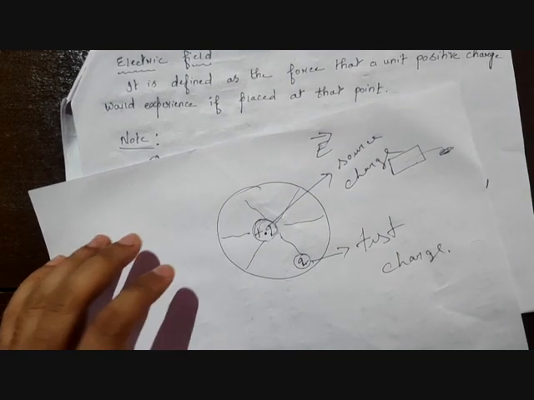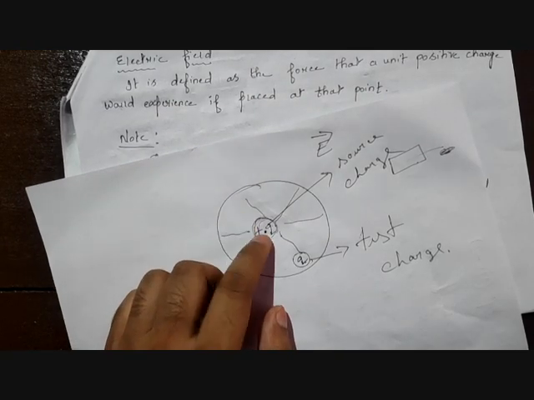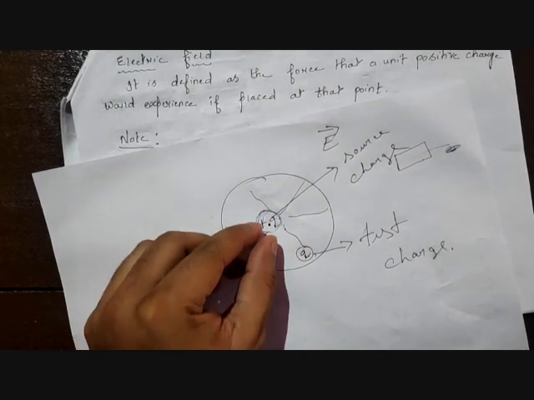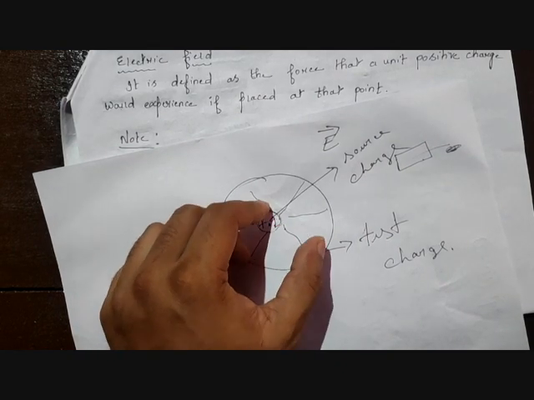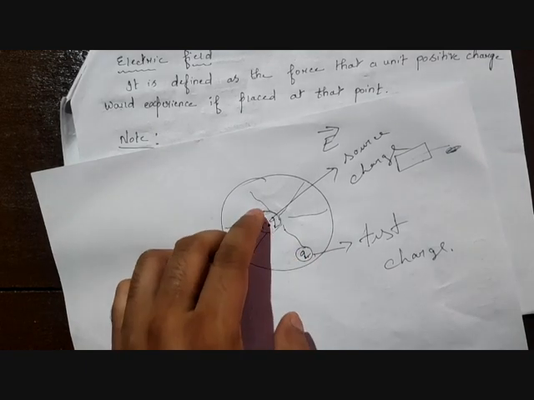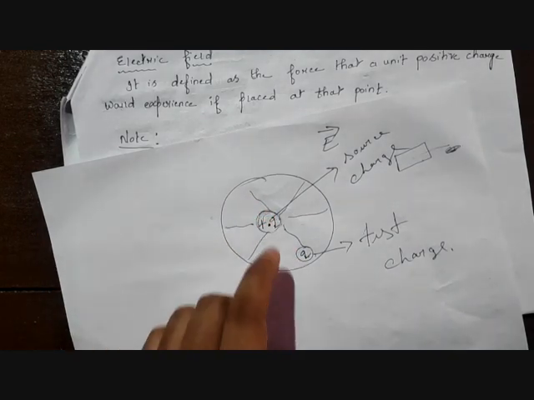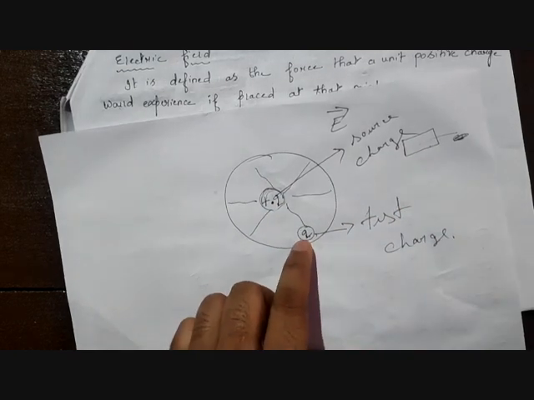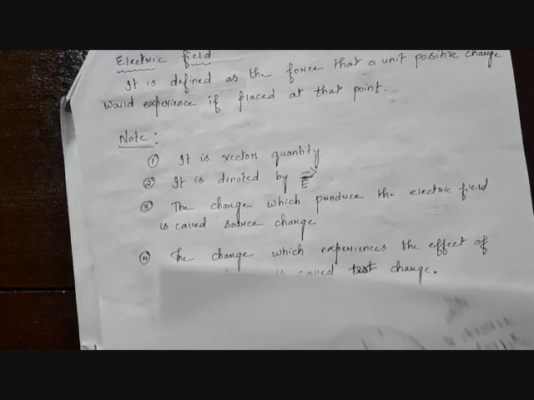Don't get confused, I'll repeat. What is electric field? Electric field is the force given by a positive charge to another charge. Suppose I keep one positive charge here, and then I bring some other charge nearby. That charge will experience this force. This is called electric field. The one that produces the field is called the source charge, and the one experiencing it is called the test charge. Clear? And remember, electric field is a vector quantity.